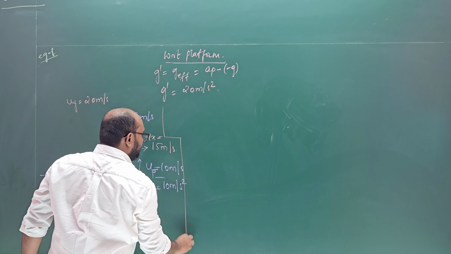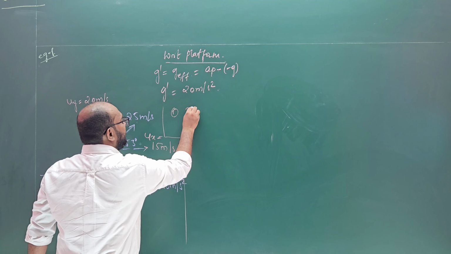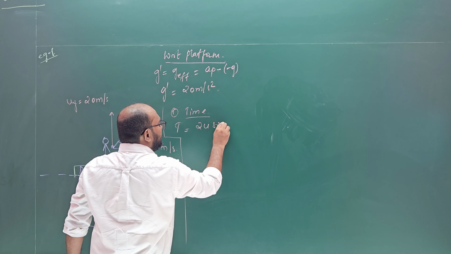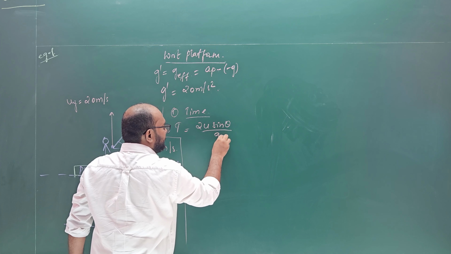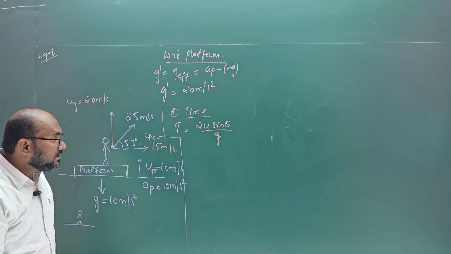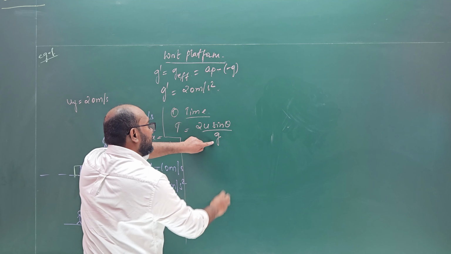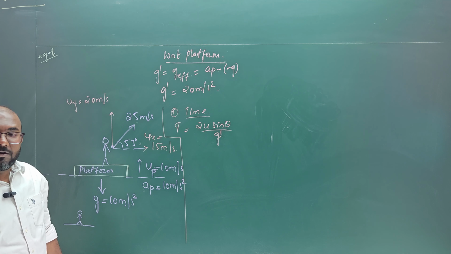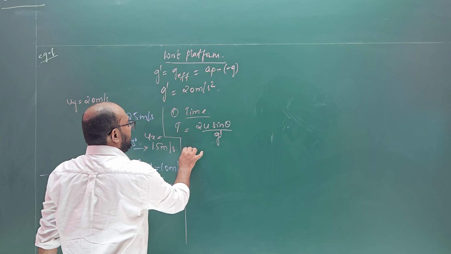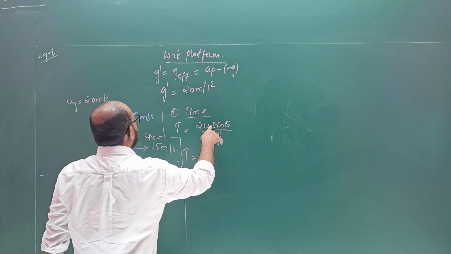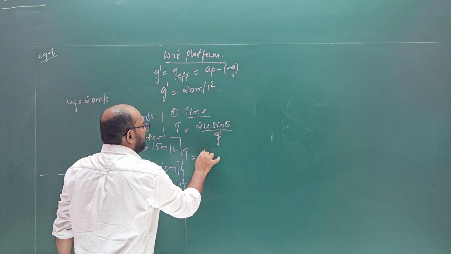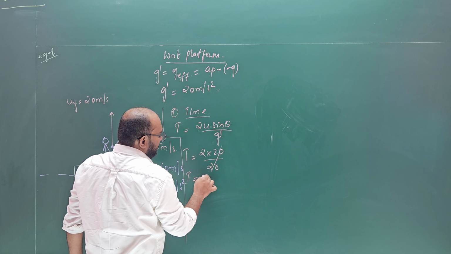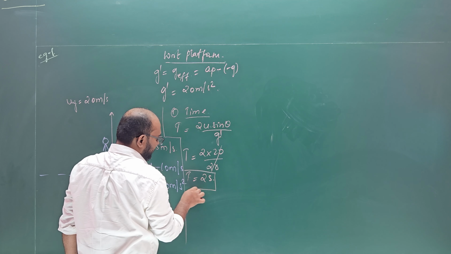First thing done. The second thing we need to calculate is the time period. What is our time period formula? T is nothing but 2u sin theta upon g. Substituting the values, but before substituting, you should write g dash, because we are discussing with respect to the platform. So T is 2 into u sin theta, which is 20, upon 20. That is nothing but 2 seconds. So the time period we got is 2 seconds.